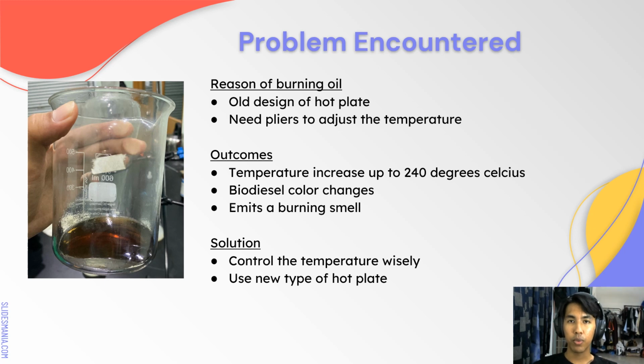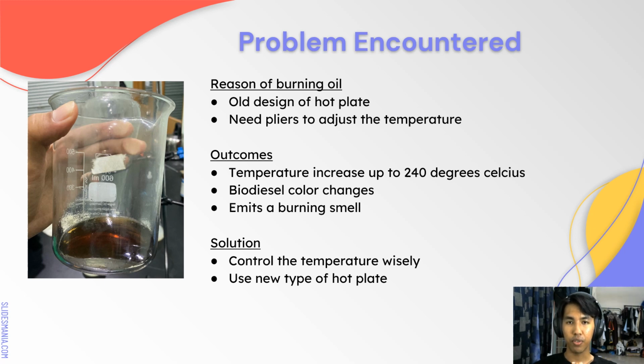Okay, so the problem we encountered during the process was when we didn't manage to handle the drying process. The reason for the burning oil is that we could not control the temperature during the drying process. This is because we used an old design of hot plate that needs pliers to adjust the temperature. So we can see from the figure the burning oil that we got during the drying process.